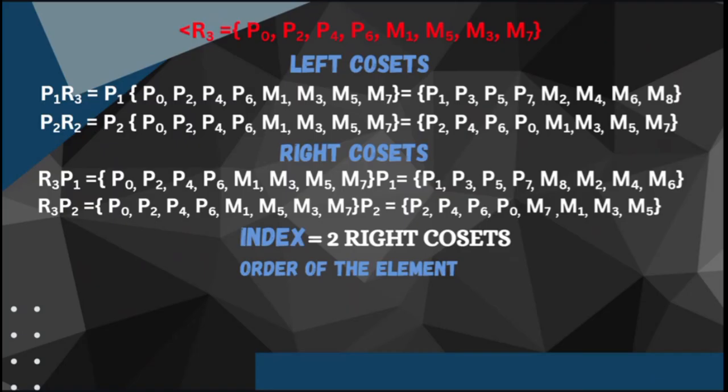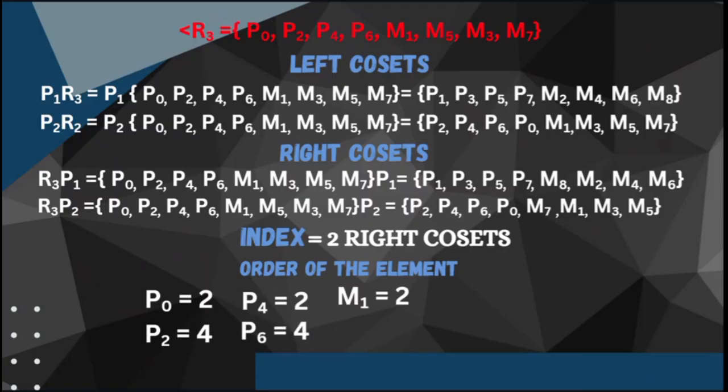Order of the elements: for row sub 0, we have 2. Row sub 2, we have 4. Row sub 4, we have 2. Row sub 6, 4. Mu sub 1, we have 2, sorry, mu sub 2, we have 2. Mu sub 3, we have 2. Mu sub 5, we have 2. Mu sub 7, we have 2.